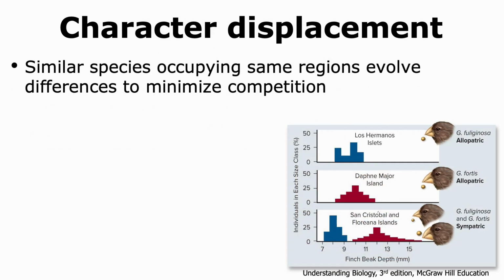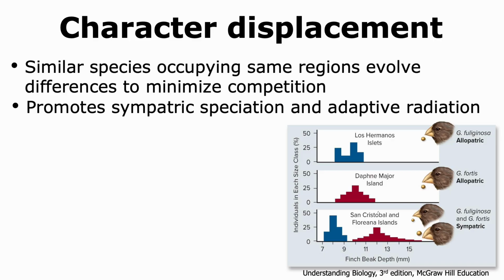Competition is usually detrimental to all species involved. When similar species occupy the same region, they can minimize competition by evolving different characteristics. This is called character displacement. Character displacement promotes sympatric speciation and also favors adaptive radiation, which results in the formation of new species.